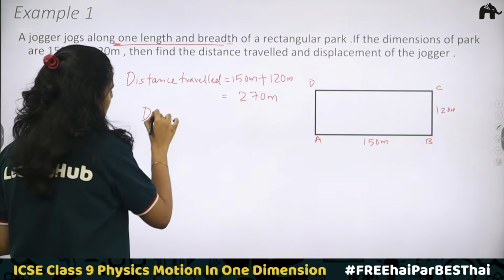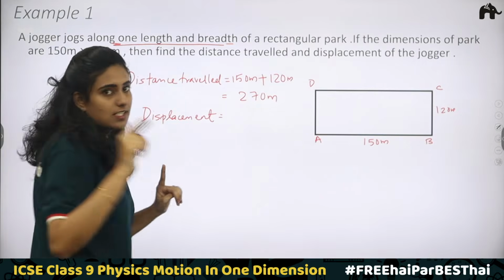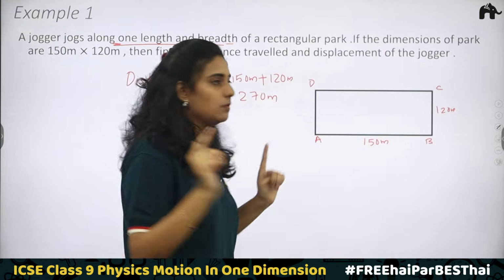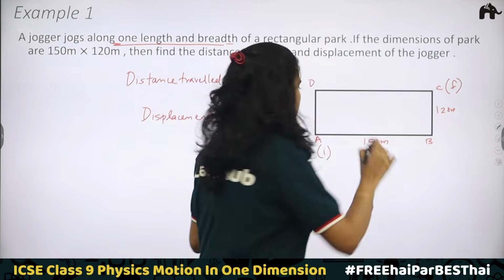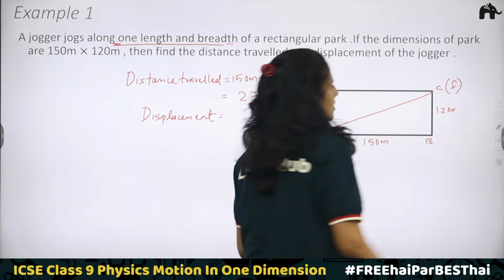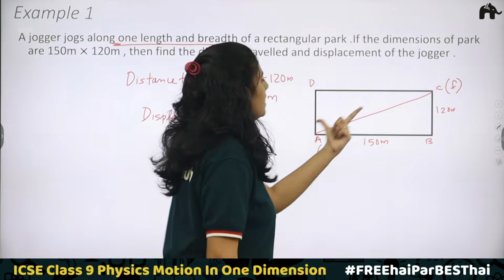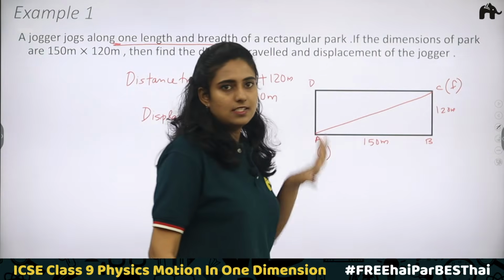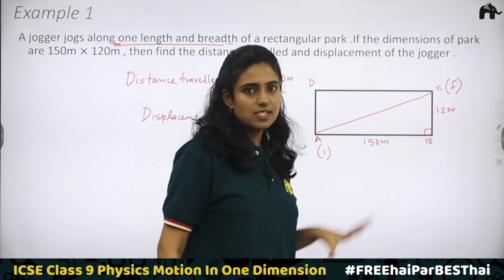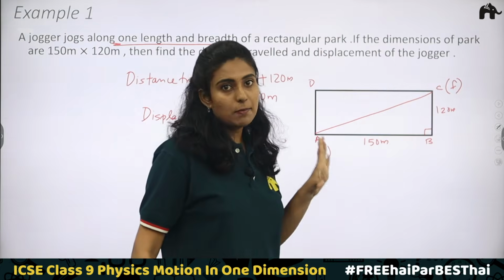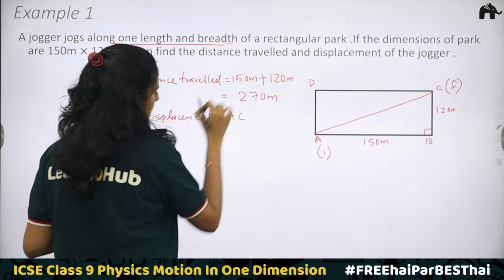Next, we will find the displacement. Displacement is the shortest distance, or the straight line distance, between the initial and final position. So this is the initial position and this is the final position. We will draw a straight line connecting the initial and final positions. This distance will give us the displacement. Now, how to find this distance? Here you have a right triangle. For a right triangle, hypotenuse square is equal to base square plus height square, the Pythagoras theorem. Therefore, AC is the displacement.